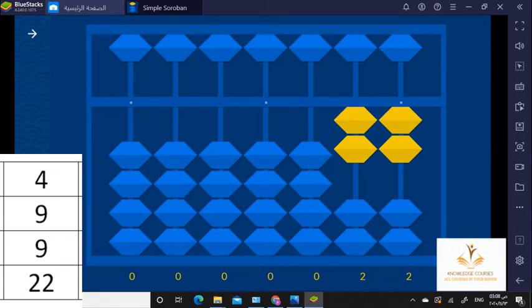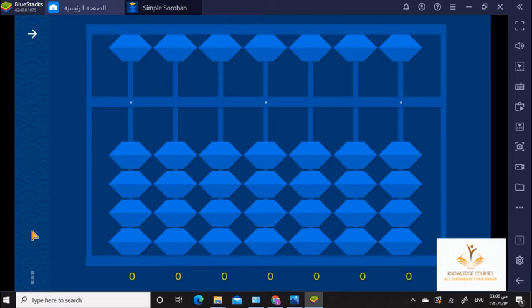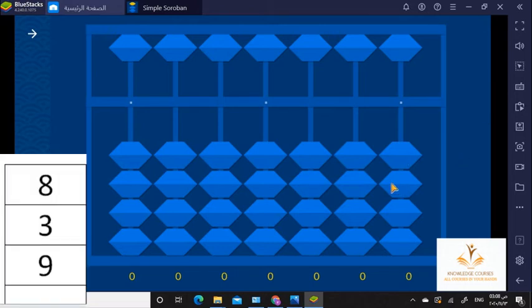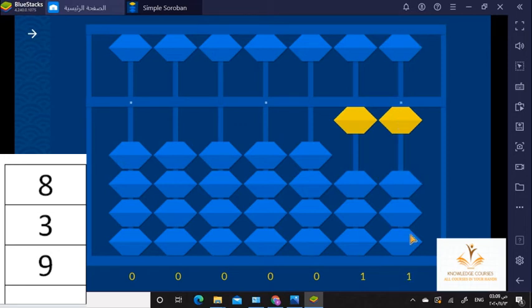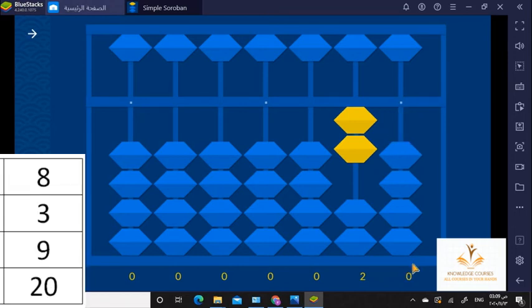Another example, 8 plus 3 plus 9. 8 plus 3, can't represent 3 in the unit. So the big helper of 3 is 7. I activate 10 and minus 7. Plus 9, the big helper of 9 is 1. So I activate 10 and minus 1. So the solution is 20.